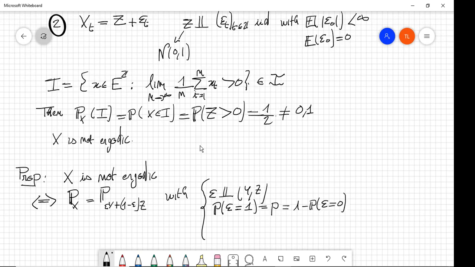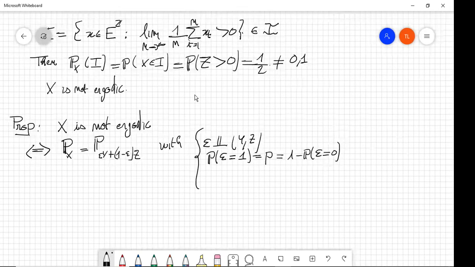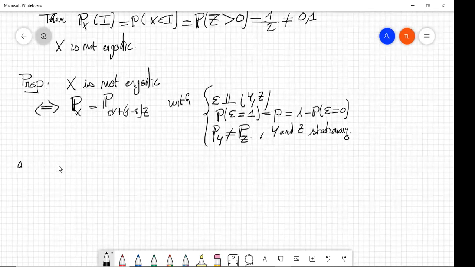And the distribution of Y is different from Z. So it simply says that if you don't have ergodicity, you can always represent your process as a mixture of two stationary processes. And I forgot to specify that Y and Z are stationary. So it is a simple mixture between two stationary processes. I will just give the idea for the proof, so it's not very difficult.